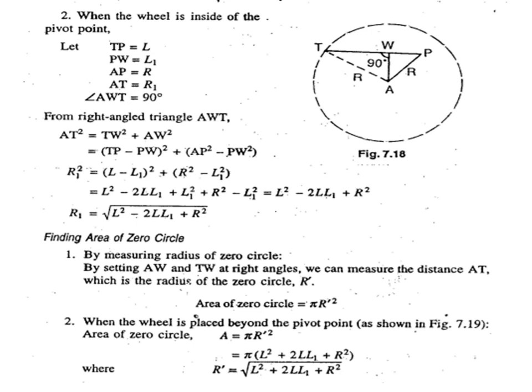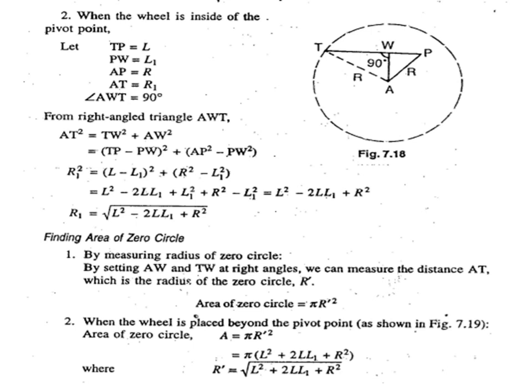Therefore, R1 we can get as the square root of L squared minus 2 times L1 plus R squared, where L is the distance between the tracing point and pivot point, L1 is the distance between pivot point and wheel, and R is the distance between pivot point and anchor point.